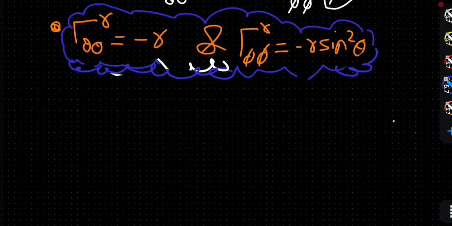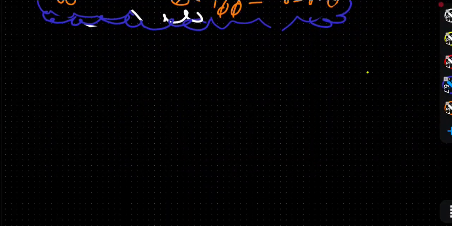phi r minus r sine squared theta. So these are the two Christoffel symbols that we calculated in the previous video. Now we move to some other Christoffel symbols.